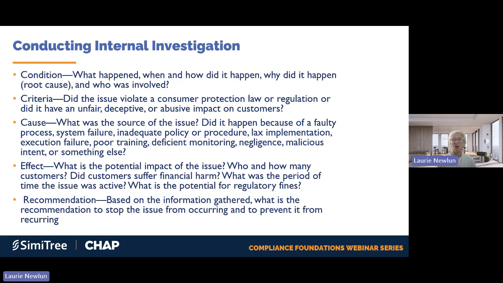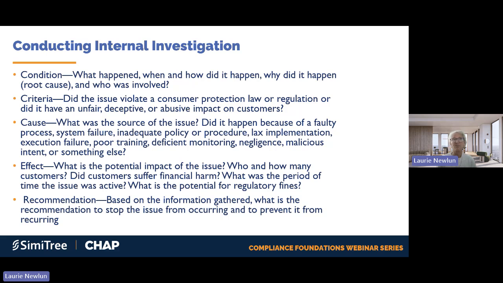Has this been happening over a long period of time, or was this something that just happened once or twice, but it had a big impact? It's important to know those things as well. And then what's the potential regulatory involvement or fines or things that could happen from this? This may raise things to a really high issue within our organization, a high risk issue.